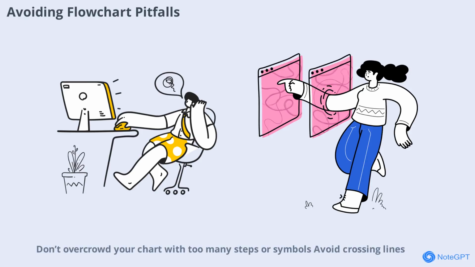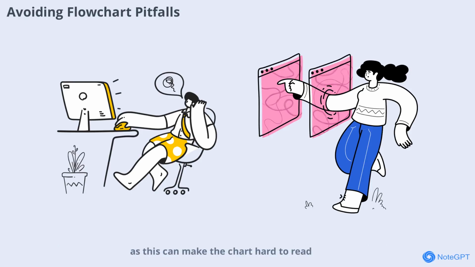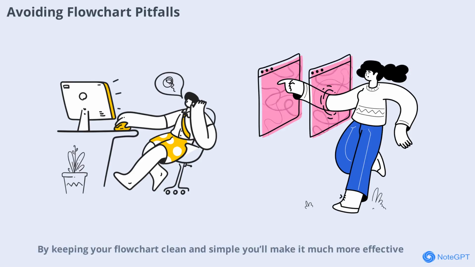Don't overcrowd your chart with too many steps or symbols. Avoid crossing lines, as this can make the chart hard to read. Make sure every step is necessary and clearly labeled. By keeping your flowchart clean and simple, you'll make it much more effective.